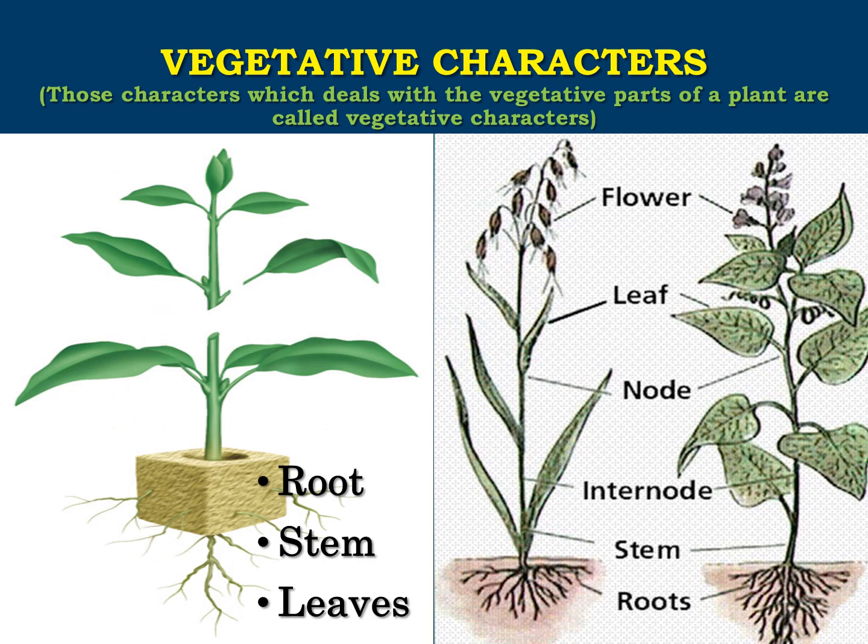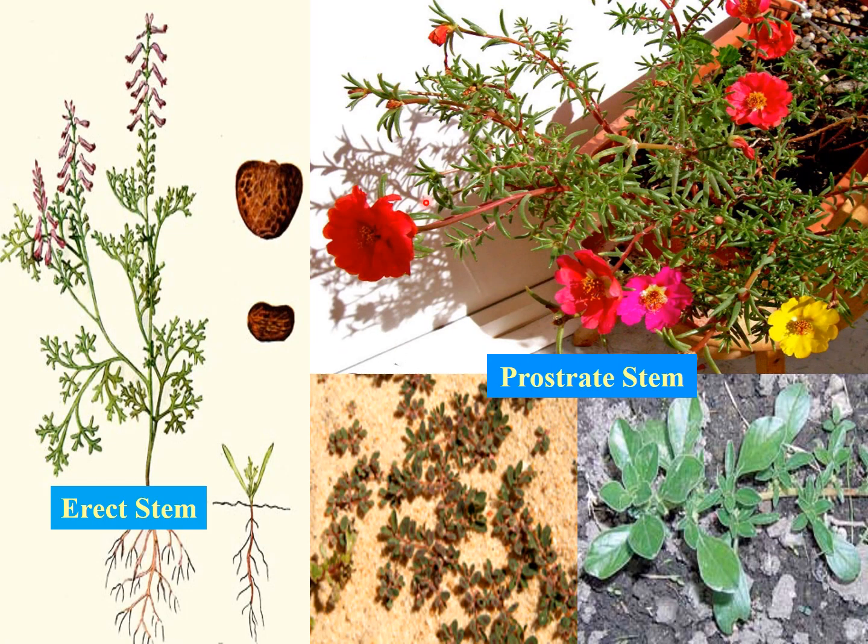So come to discuss the characters or the botanical terminologies related to the root, stem and leaves. Normally, the aerial part of axis of vascular plants is called stem, and it bears leaves, buds at different positions and reproductive structures, for example, flowers as well. Stem can be erect or prostrate. Erect means rigid, strong and upright stem like this, while prostrate means trailing stem lying flat on the ground like in Portulaca.